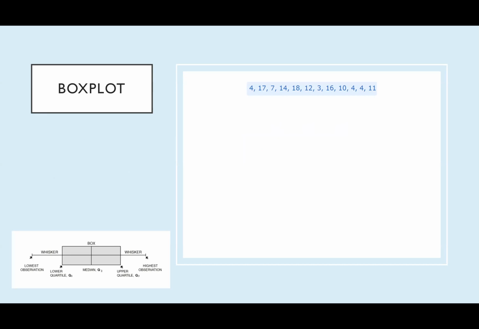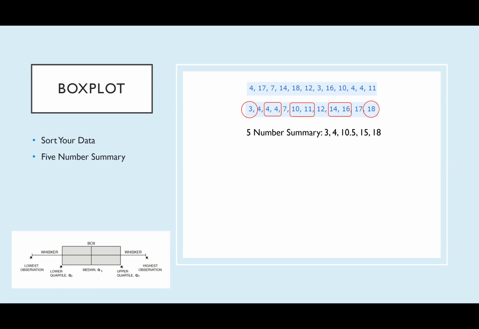So how do we create a box plot? In the bottom left of the screen, we show a general diagram of how the box plot is supposed to look. But let's do it as an example. So we're given some data here. The first thing we want to do to create a box plot is we always want to sort our data. So here I have the same data, but it's sorted from low to high. Next, I want to create my 5-number summary. So I identify the median, the lower quartile, the upper quartile, the minimum, and the maximum. So from that, I get my 5-number summary: 3, 4, 10.5, 15, and 18.